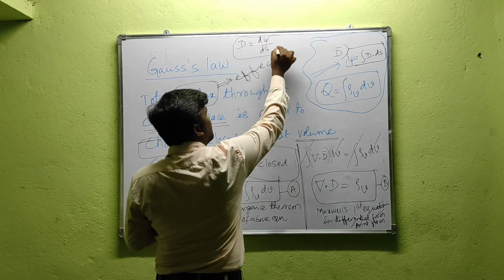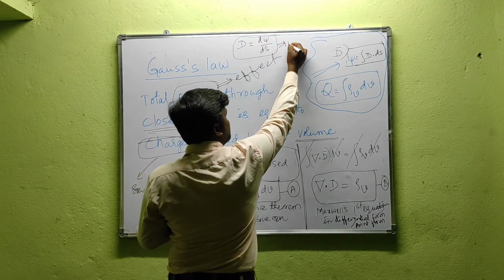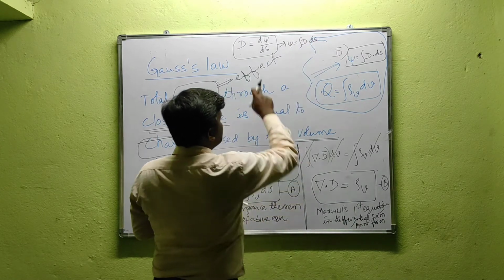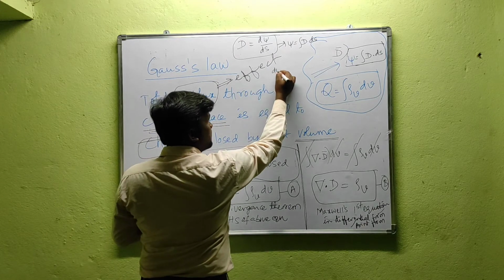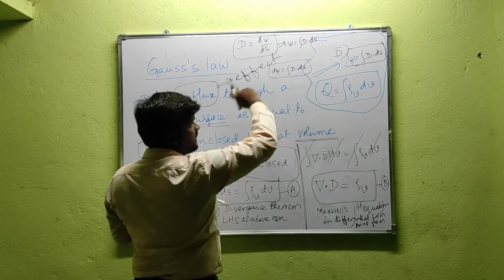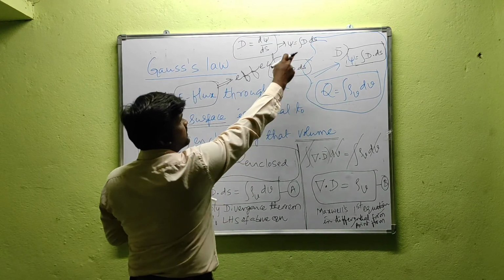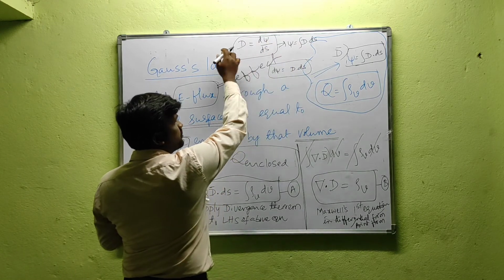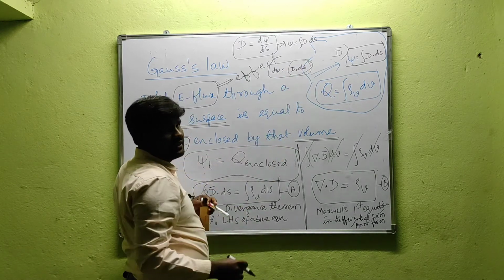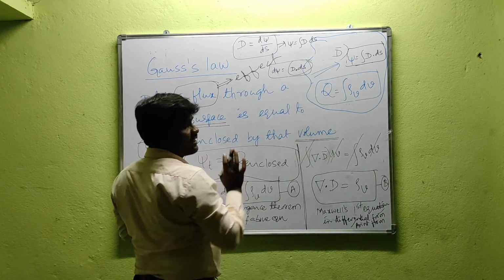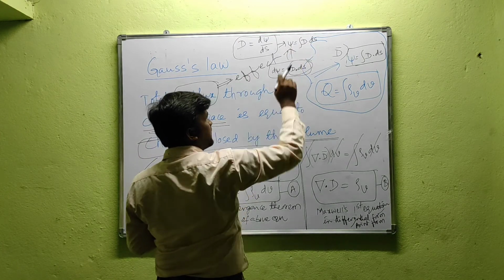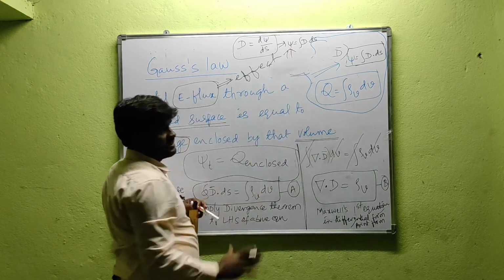So that's why D equals d psi by dS. From this we can write d psi equal to D dot dS. Apply integration on both sides. D dot dS is a scalar quantity, but these are vectors, so the dot product of two vectors gives a scalar. We will get this equation, that is psi equal to integral D dot dS.